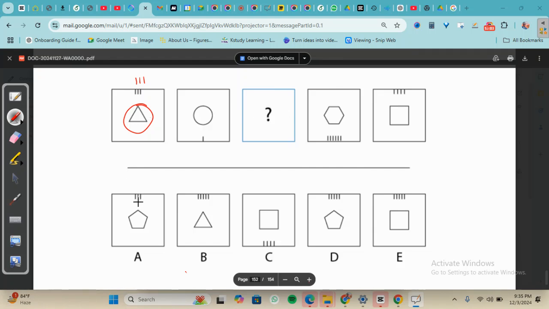So now for this question mark, I don't know the exact shape that I want, but let's start with this. This one has 3 lines, and it can never be.